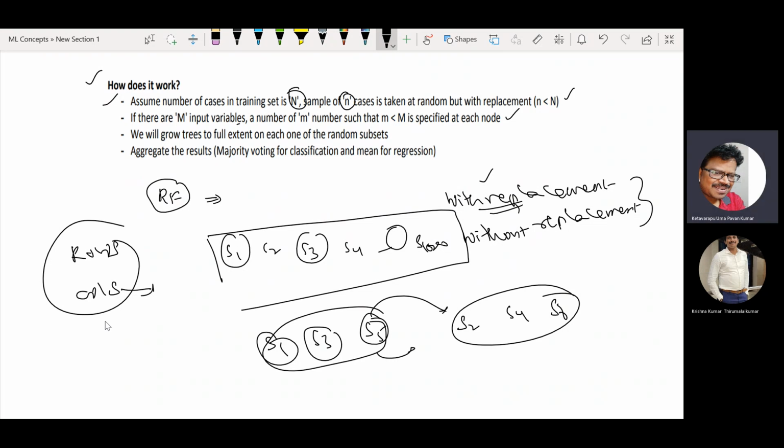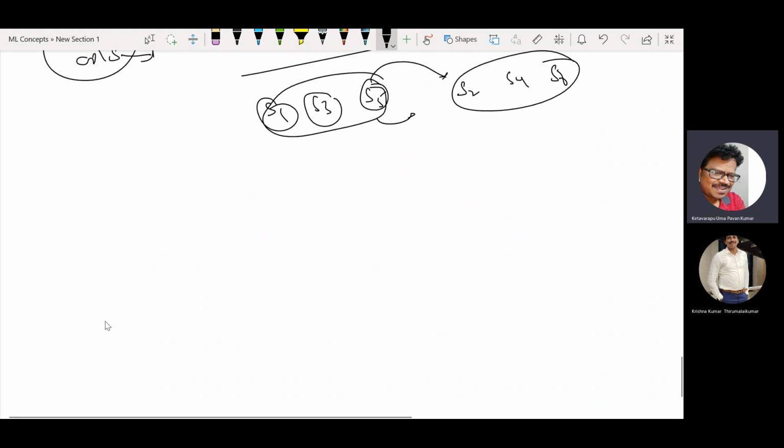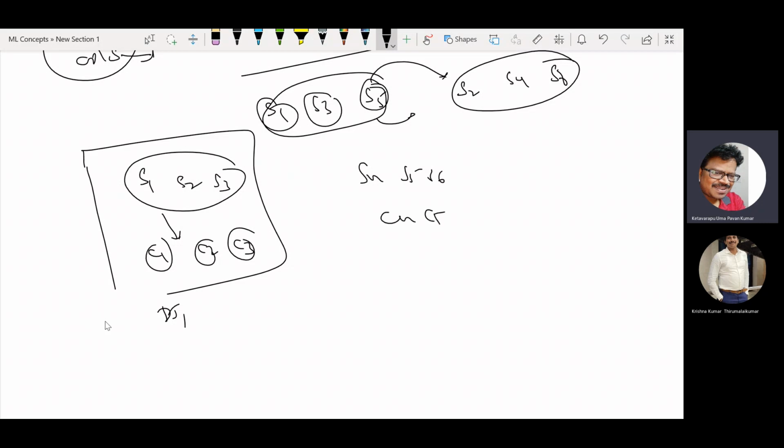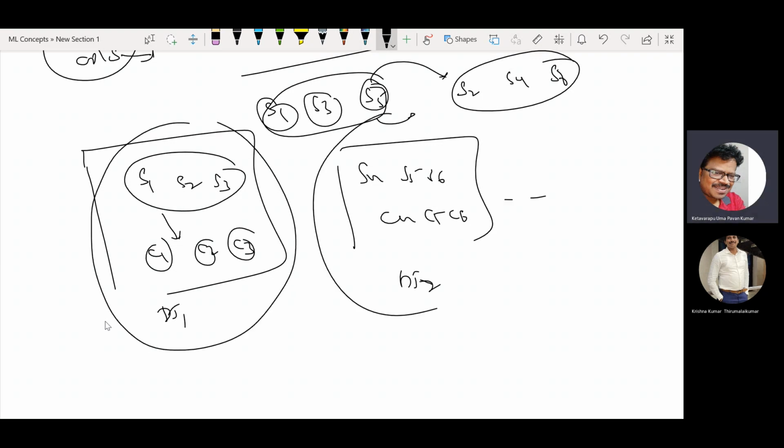And we grow trees to full extent on each of the random subsets. As I said earlier, first we take the data. This is one set, and for this sample we make use of the corresponding columns' information. This can be taken as decision tree 1. Similarly, S4, S5, S6, and then we take some other columns' information. This is another tree. Likewise, there is a possibility of generating all these kinds of trees with the help of bootstrapping, and they will be integrated into a random forest.